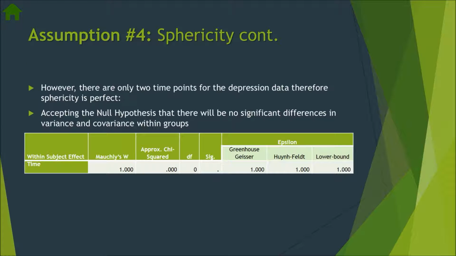So as I mentioned earlier, when you only have 2 time points where you repeated your measures, you assume that you have perfect sphericity because there is only one correlation, so that correlation can't be compared to any other correlation. So if you have perfect sphericity, you can accept the null hypothesis that there is no significant differences between the variance or covariance within the groups.